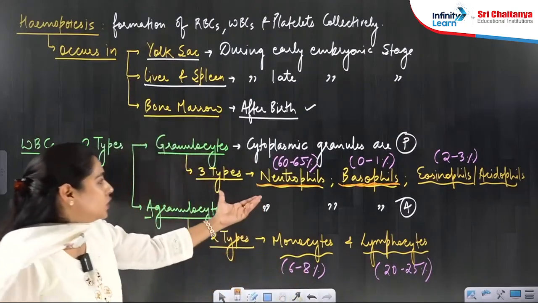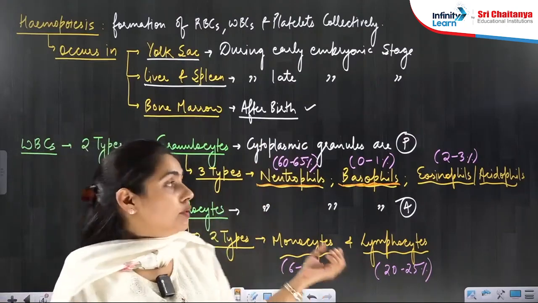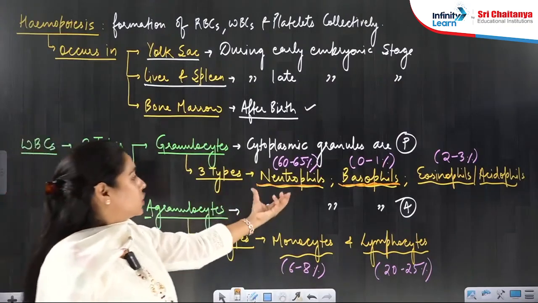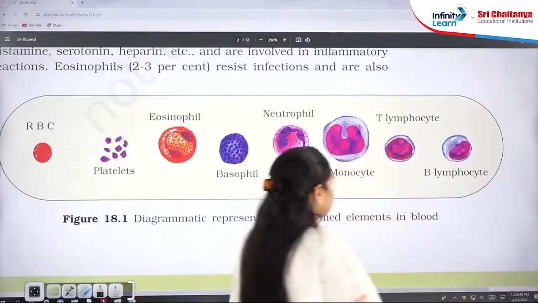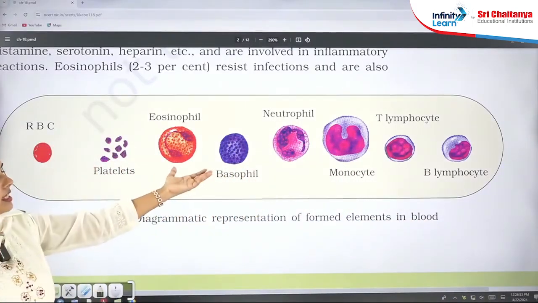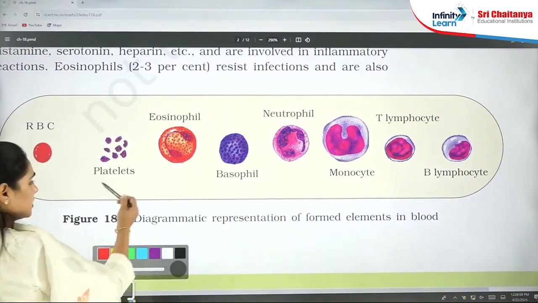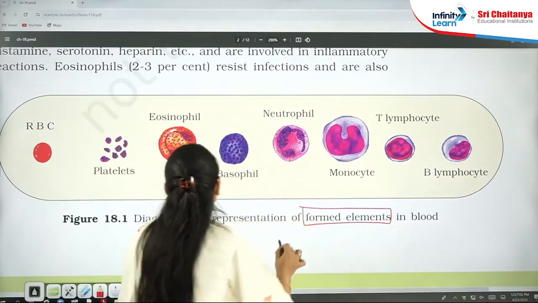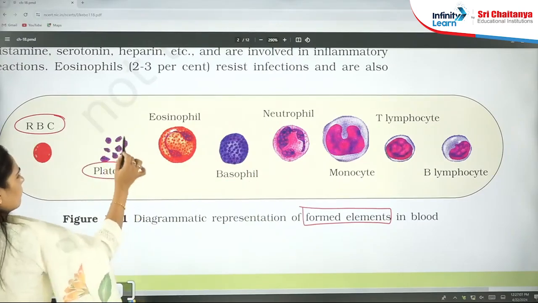All right, everyone. So neutrophils are most abundant, basophils are least abundant. Because we have very less time, I will not be drawing these, so I will be showing you these from the NCERT. Let us have a look at these cells. Are you able to see these cells, beta? These are the formed elements. You can see RBC, red blood cells, and platelets.